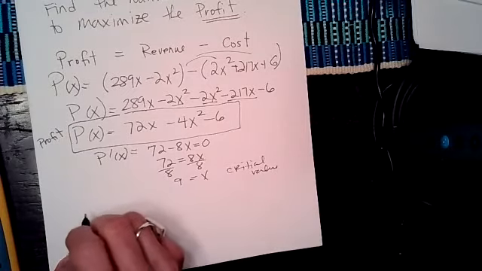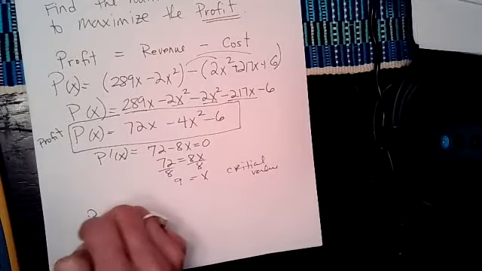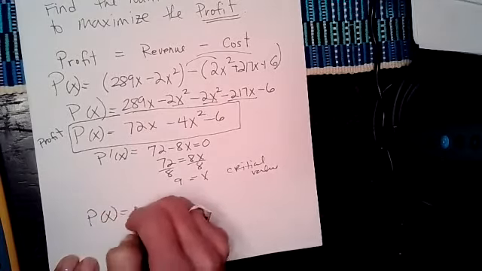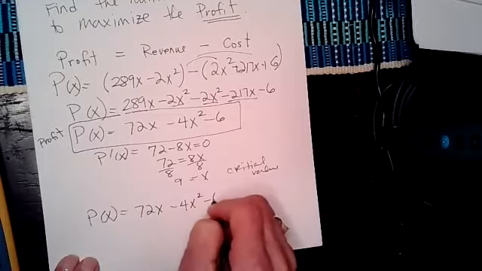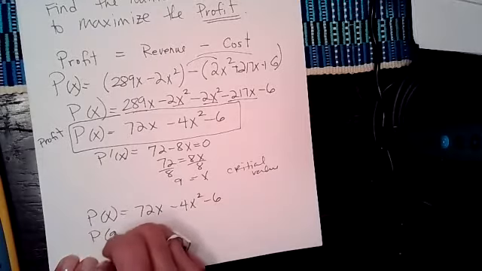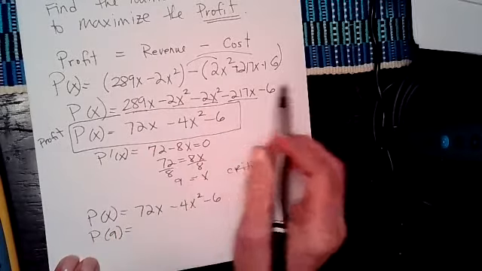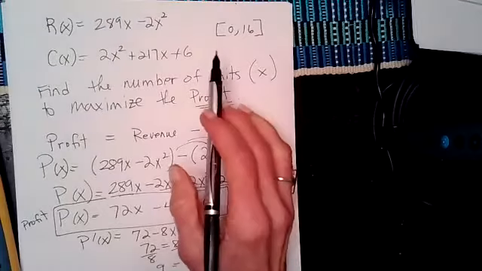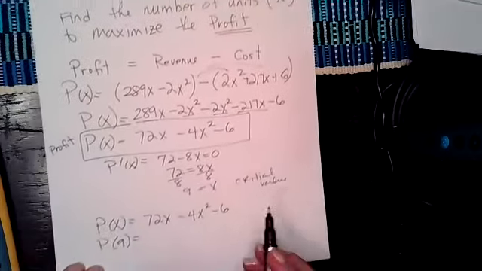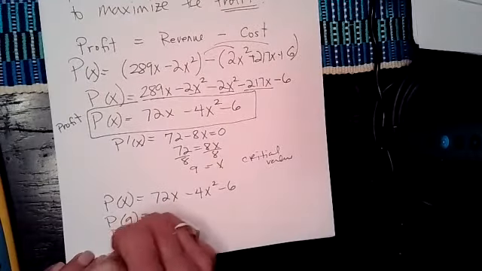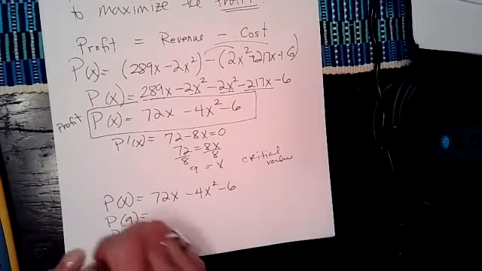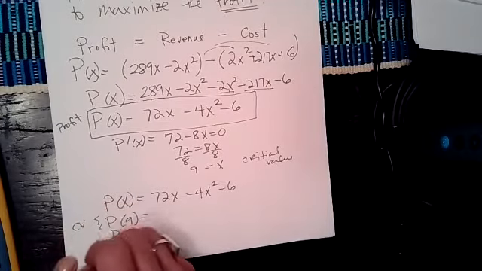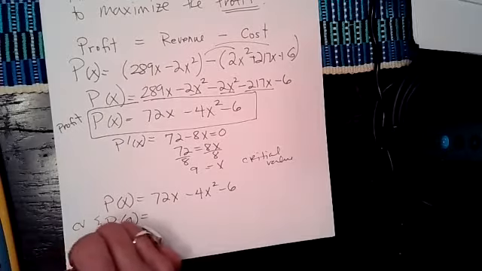So I have to plug my critical value into my profit function and my endpoints. So P of 9, and what are my endpoints? P of 0 and P of 16. They gave us those. This is my critical value, and these are my endpoints.